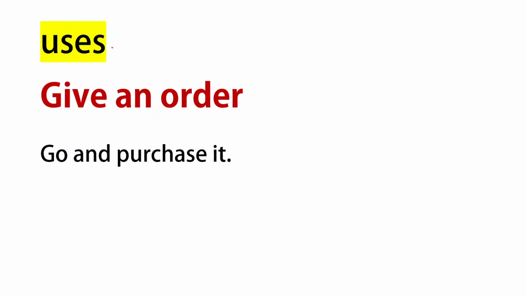Now let us check the uses of imperative mode verbs. First, to give an order. Example, go and purchase it. This is in the form of an order. Other orders are like shut up, get out of the house. All these are orders. So for giving orders, we use this imperative mode of verbs.